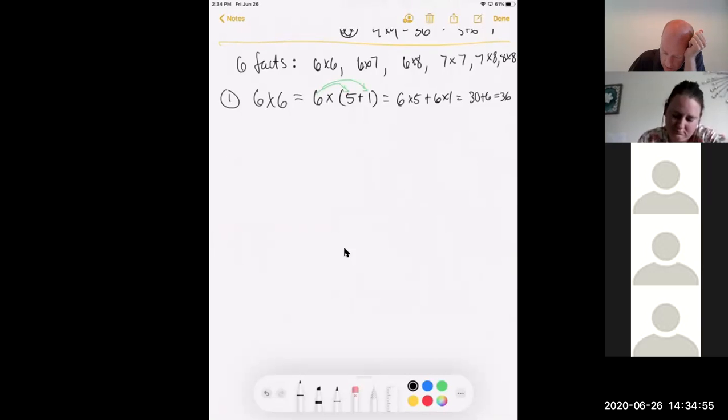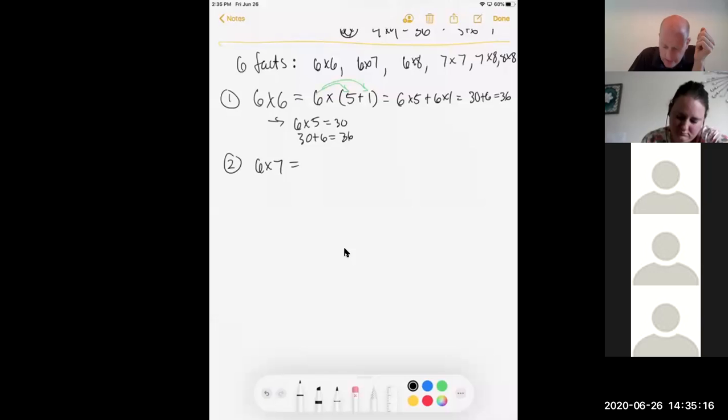Okay? That's the math way. So the quick way is to just say, okay, she calculated 6 times 5 is 30, and then did 30 plus 6, I think. Okay. All right, the second fact is 6 times 7. How can we calculate 6 times 7? It's 36 plus 6. Great.